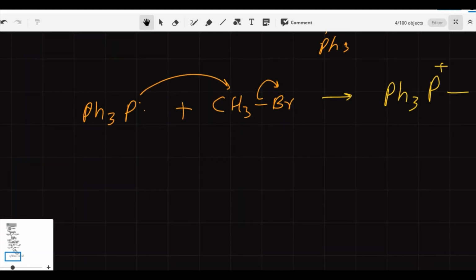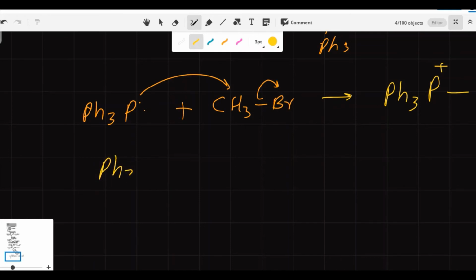Okay, now they are going to treat a phosphonium salt that can be converted into its conjugate base. In this we are going to react that phosphonium salt with butyl lithium. Like Ph3P, I am going to write CH3 in this way, and the phosphorus contains a positive charge.